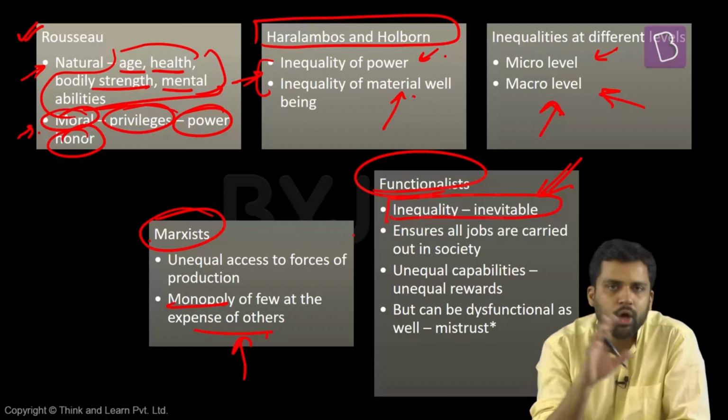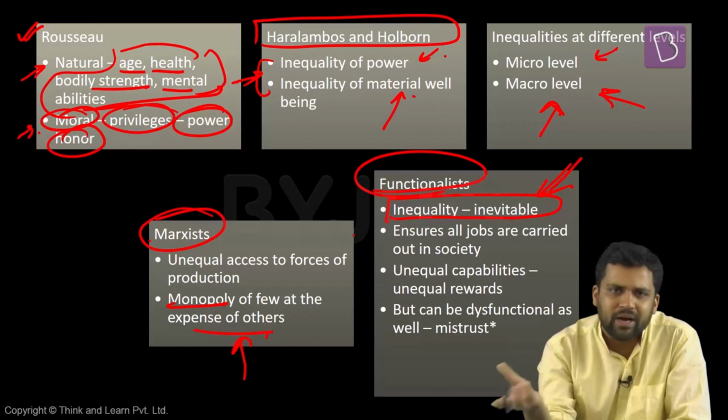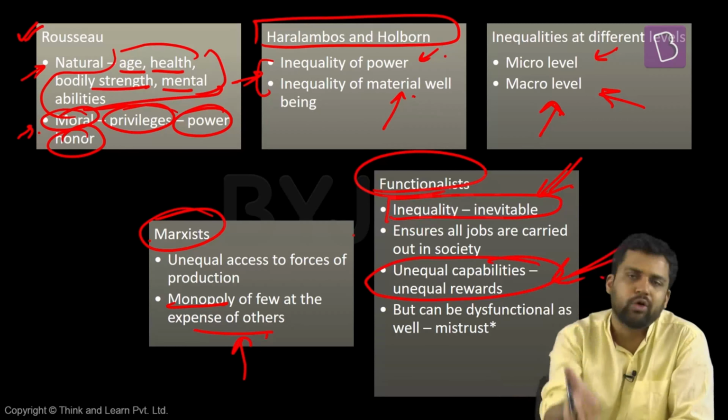You are brilliant when it comes to academics. So you will get a better job, you will get higher salaries. I am not as good as you. So I will not get similar kinds of salaries, I will not get similar kinds of jobs. So inequality will develop. So unequal capabilities will lead to unequal rewards, which will lead to inequality.